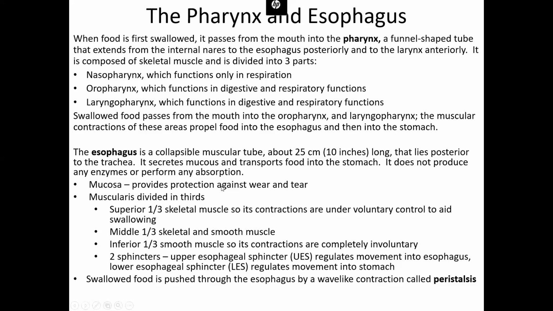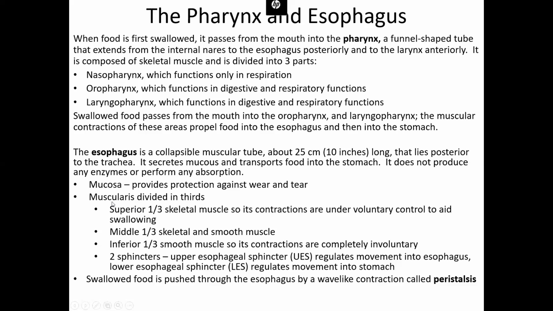Aside from producing that mucus I just mentioned, it's pretty resistant to wear and tear because we don't swallow something all the time that's nice and soft. We sometimes swallow stuff that's really hot. Sometimes it's kind of jaggedy, and it's pretty resistant to those abrasive substances that it comes into contact with.